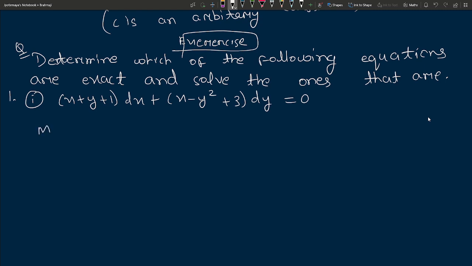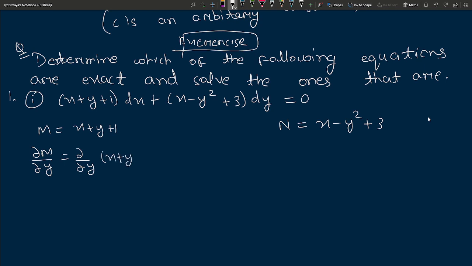Now here M, what is M? You will write M is x plus y plus 1, and N is x minus y squared plus 3. What I will do is find del M by del y. This is del by del y of x plus y plus 1, partial derivative with respect to y. So x, all other variables are constant, so derivative of x is 0. y is our variable, so derivative of y is 1. 1 is constant, so 0. So this is equal to 1.